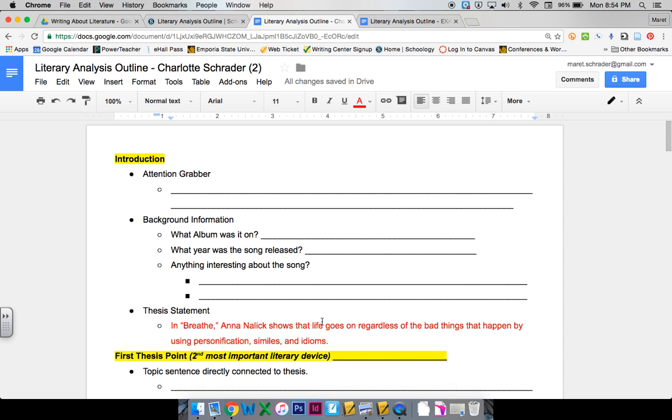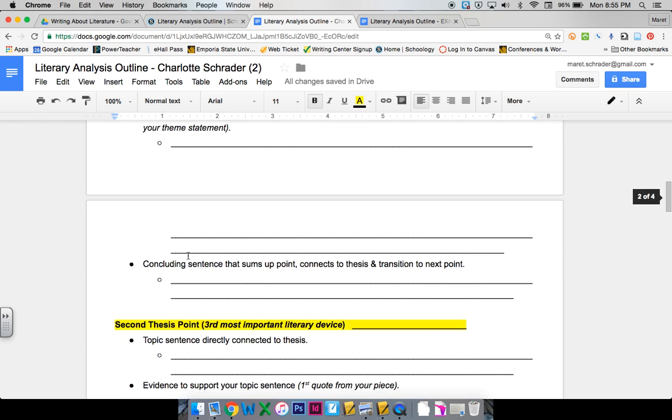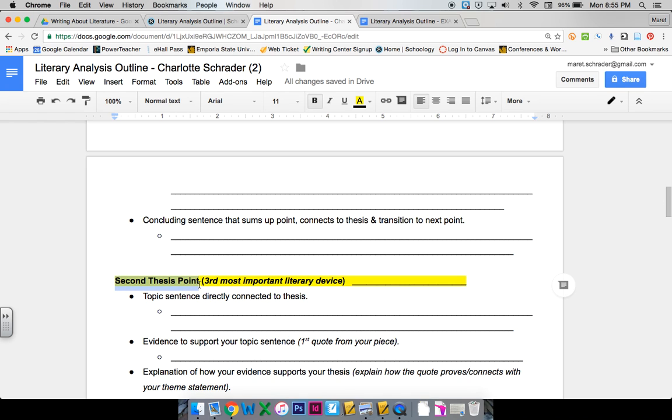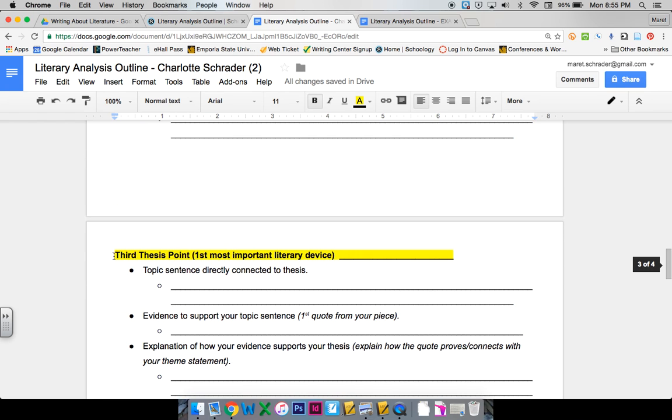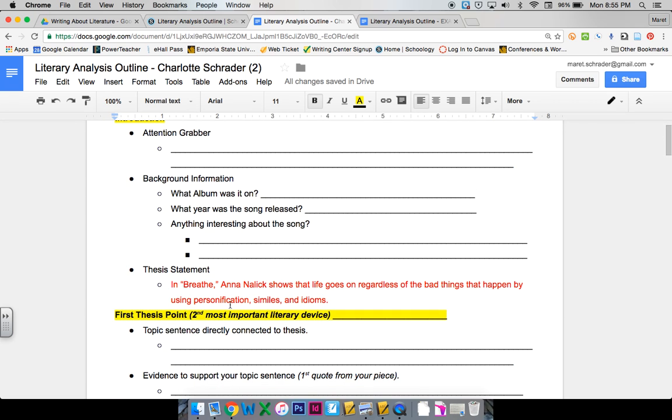So the next thing that we're going to do is plug in some information for our body paragraph. So right here we have first thesis point, and then the next highlighted thing is the second thesis point, and then this one is our third thesis point. And remember, those are our body paragraphs. So when you look at your thesis statement, those 3 literary devices at the end are your 3 thesis points. So my first thesis point is personification, my second thesis point is similes, and my third thesis point is idioms.